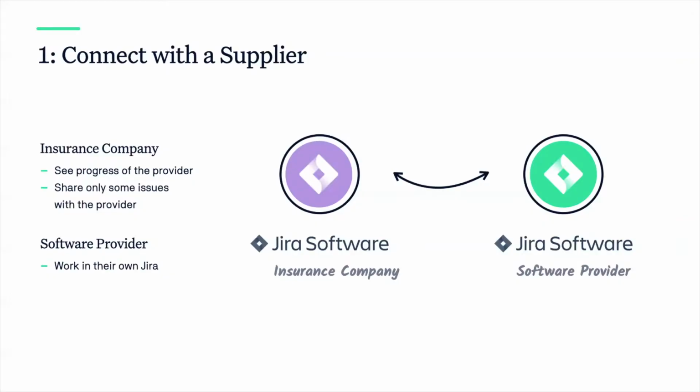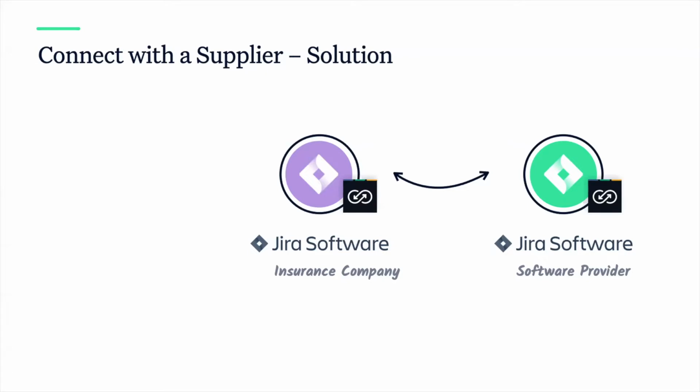Example number 1. An insurance company wants to connect with their software provider. They want to be informed about the current state of all the to-dos of the software provider. They don't want to share all issues though, but they want to work on some tasks themselves. For some only, they would need the help of their software provider. And the software provider, obviously, likes to keep working in their own environment, in their own JIRA, to keep it simple for their employees. So what solution did they come up with? They installed Backbone Issue Sync on both JIRA instances and had an automated issue synchronization.